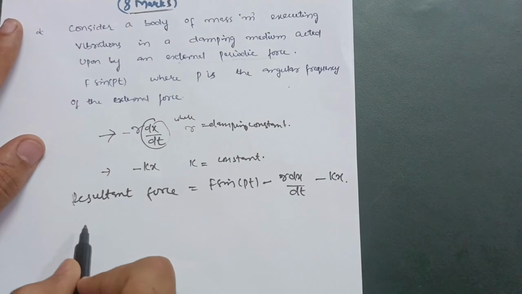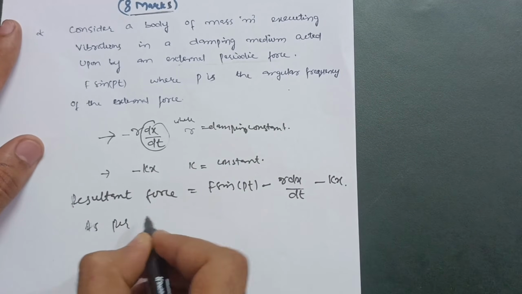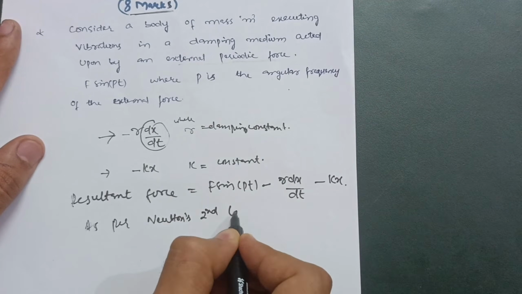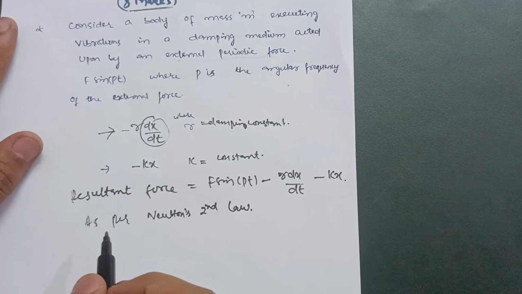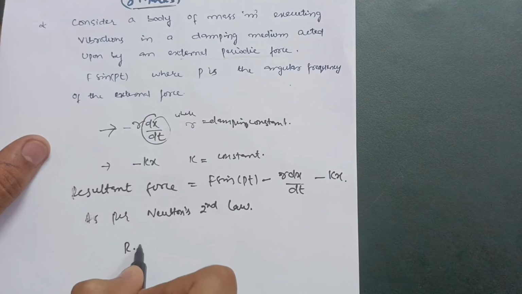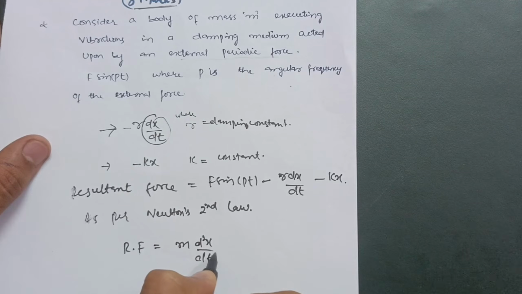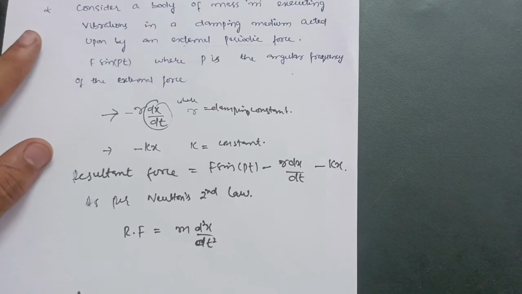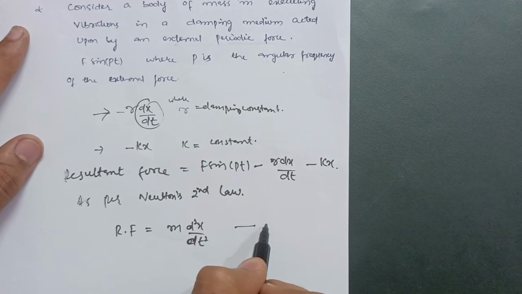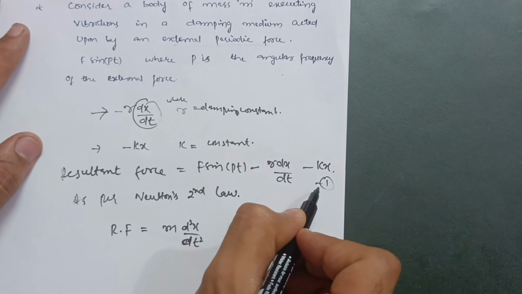Now as per Newton's second law, the resultant force is equal to mass into acceleration, that is RF equals m d square x upon dt square. Already in the previous video I mentioned that acceleration is equal to d square x by dt square. I can write it as the second equation. So this was our first equation, write it down as first.